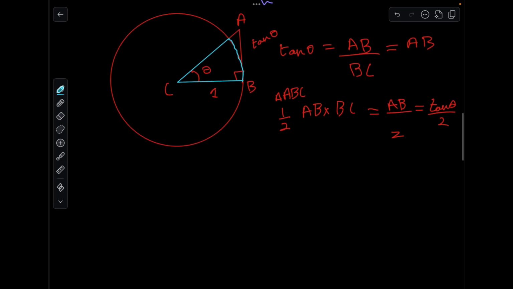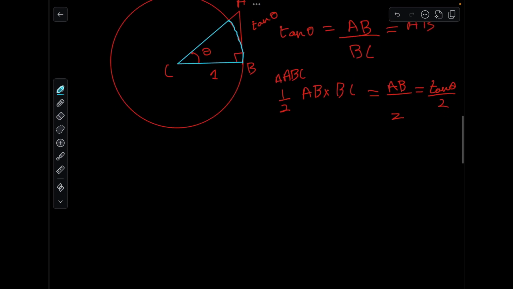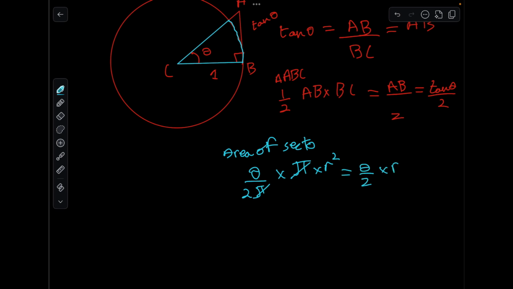We know that the area of a sector is theta by 2 pi, which is the whole circle, multiplied by pi into r square. So we can cancel out the pi and we get theta by 2 into r square. Now r is equal to 1 right here. So we can say that this is the same as theta by 2.